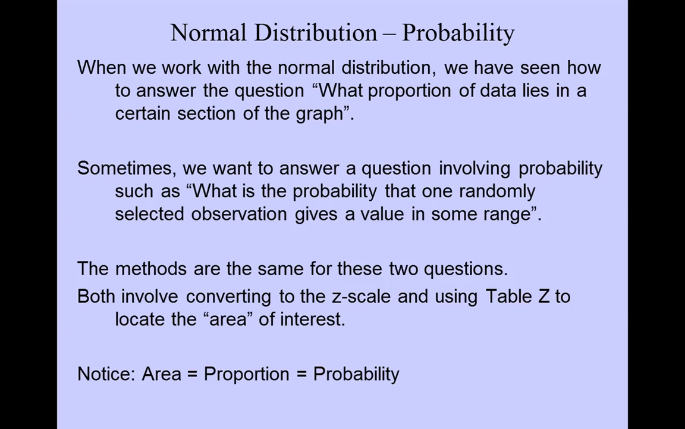When we work with the normal distribution, we have seen how to answer the question, what proportion of data lies in a certain section of the graph? Sometimes we want to answer a question involving probability, such as, what is the probability that one randomly selected observation gives a value in some range? The methods are the same for the two questions. Both involve converting to the z-scale and using table z to locate the area of interest. Notice area equals proportion equals probability. The wording is different depending on whether you ask about a probability or a proportion, but the way to do the math is the same.